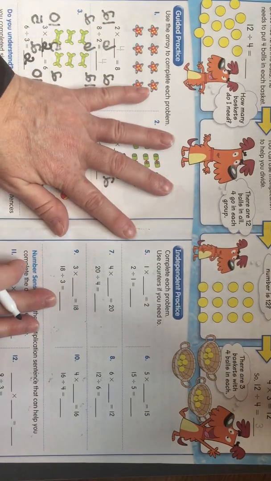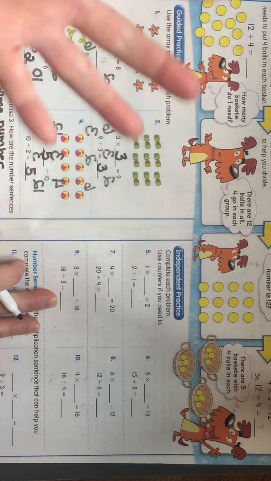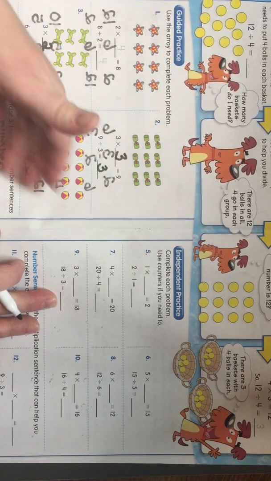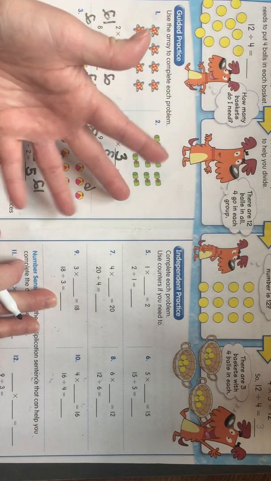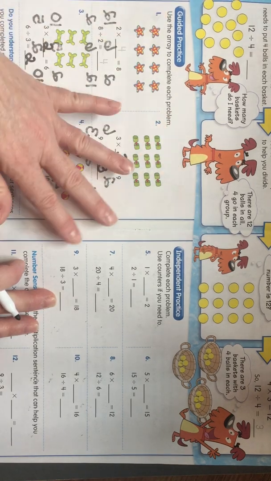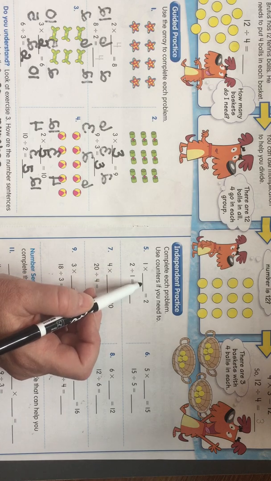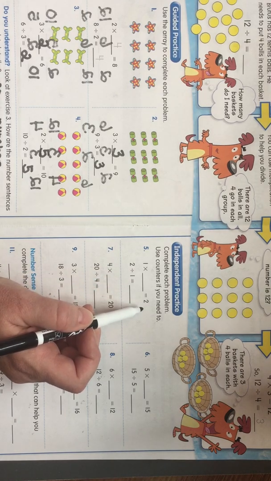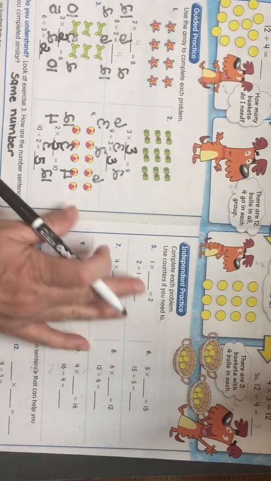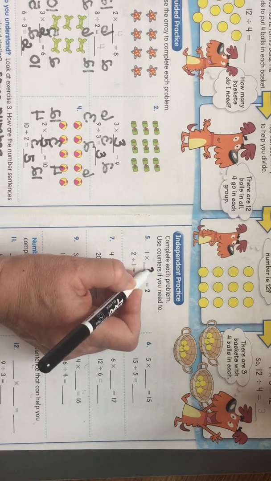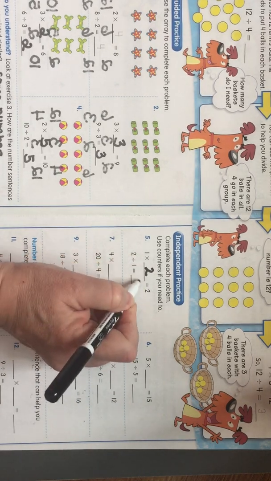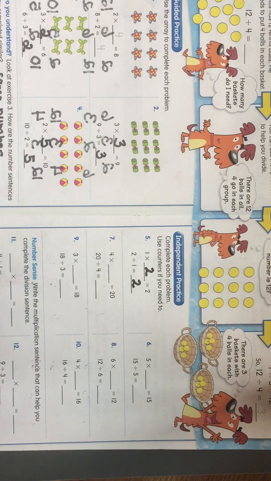Let's look at number 5 on the next page. You don't have any counters. There's no arrays. There's no counters. So now we have to try to do this on our own. So we have 1 times something equals 2. Well, that's easy. We know our ones tables. Anything times 1 is going to be that number. So that's 2.